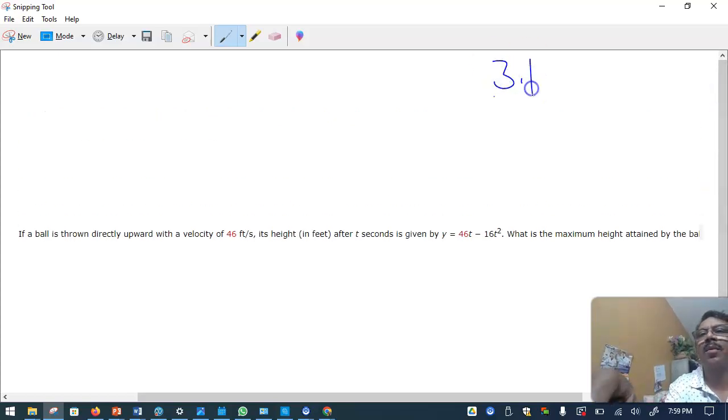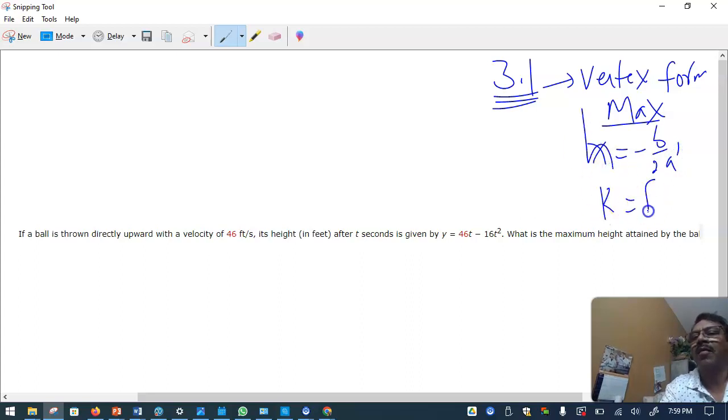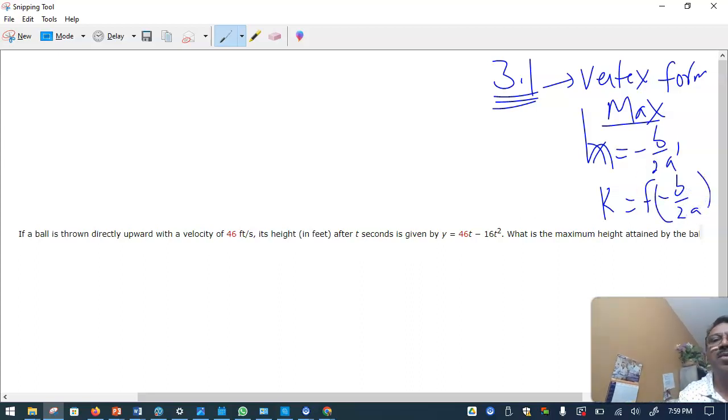So this is 3.1. This is about changing from standard form to the vertex form and figuring out the maximum and the minimum. And also you can use x equals minus b over 2a, and h and k: k is f of minus b over 2a. So let me go directly to the practice problems. I'll go backwards. So the handout that was given in the class, this is number 12.